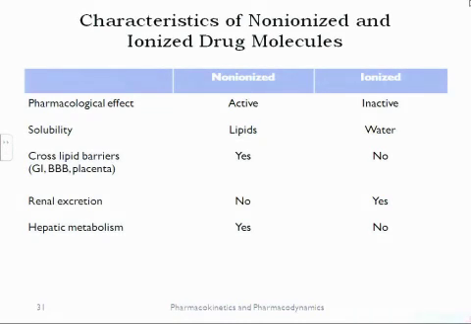If, on the other hand, your medication is ionized, it tends to be inactive. It tends to be water soluble. It does not cross the blood-brain barrier, which means it doesn't affect the brain. And renal excretion is actually pretty effective, because the kidney can get rid of it and it doesn't get reabsorbed into the tubules. Hepatic metabolism usually is not an important factor in this situation.